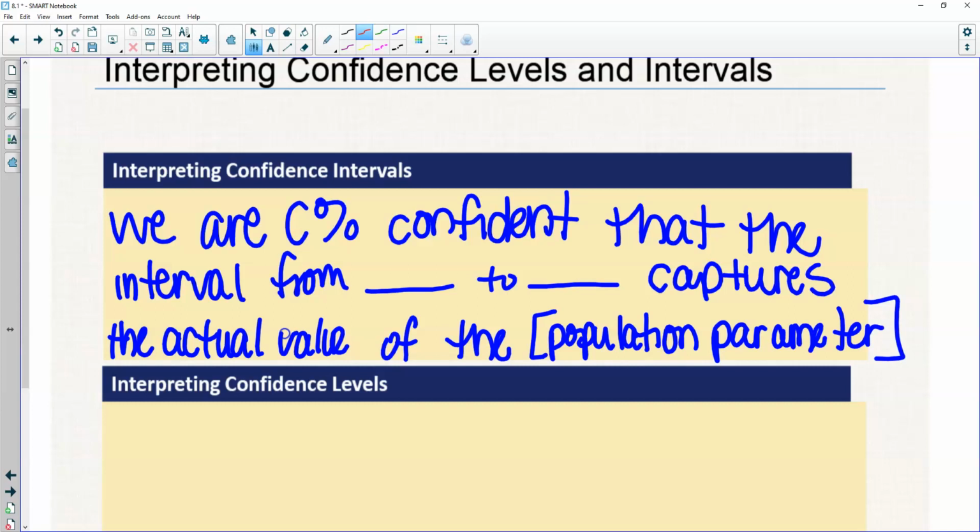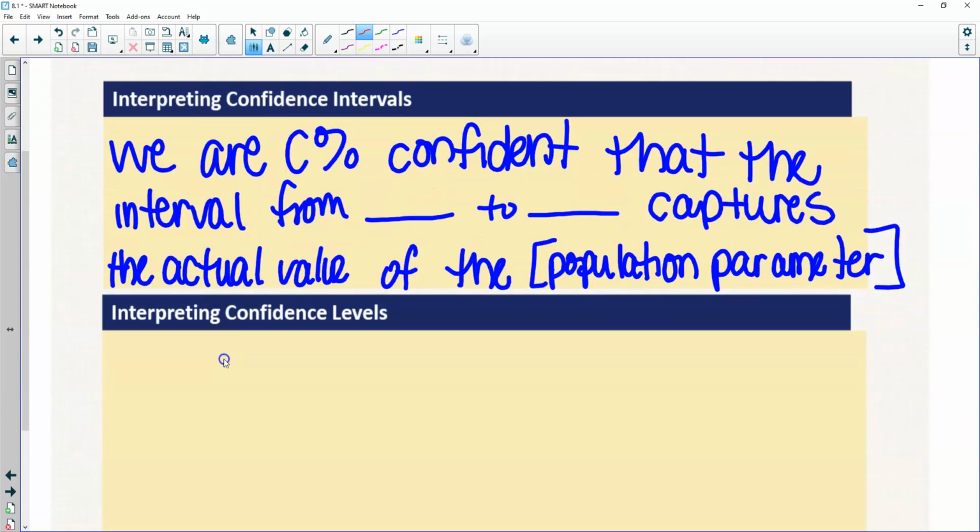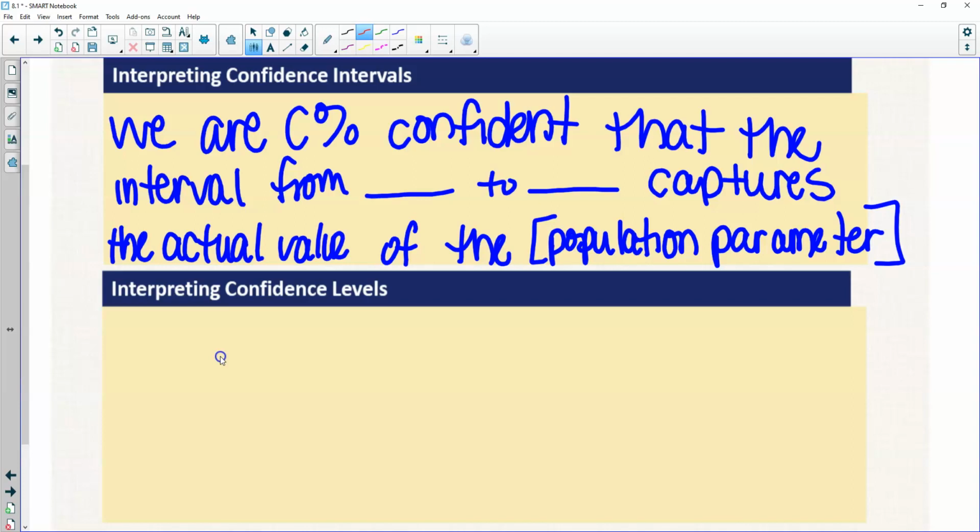Again, it varies by question, but as long as we have it, we are 95% confident that the interval from blank to blank captures the actual value of, and then whatever the context of your question is. We were talking about battery life before. That would be in there as context.